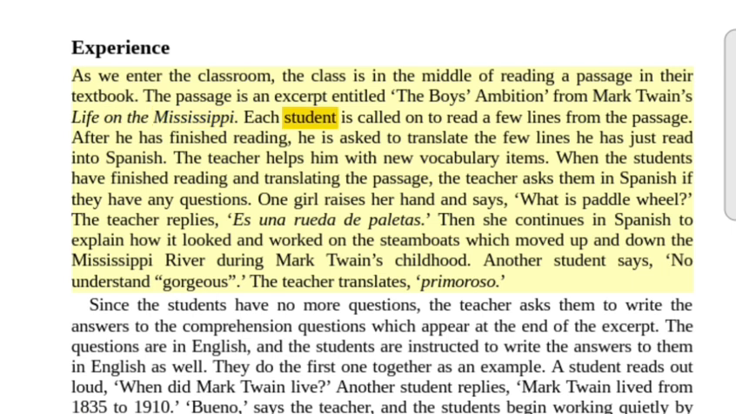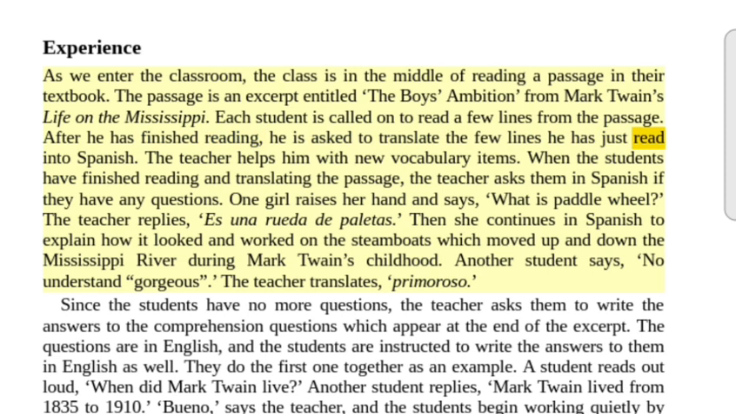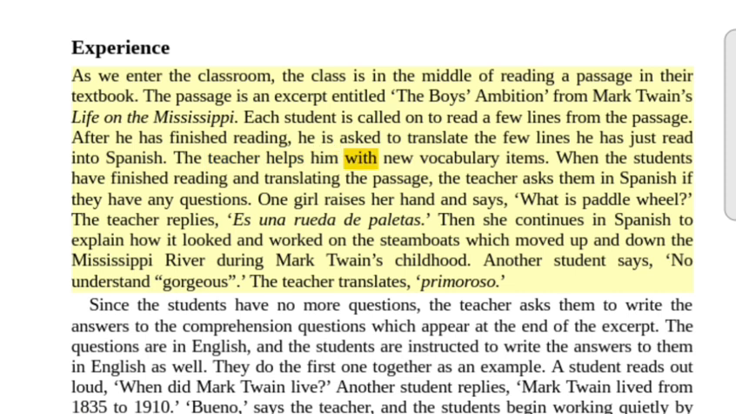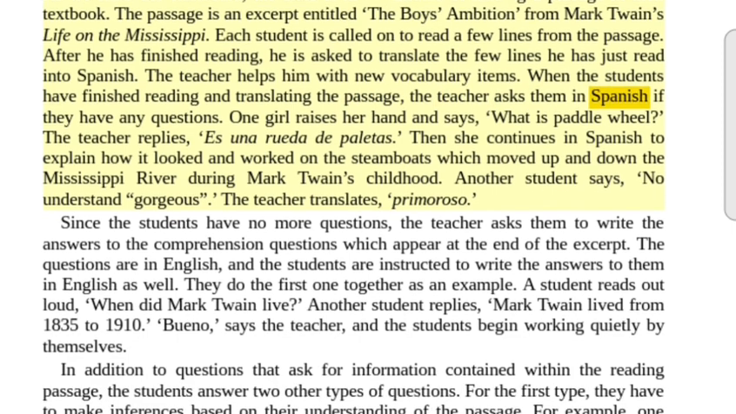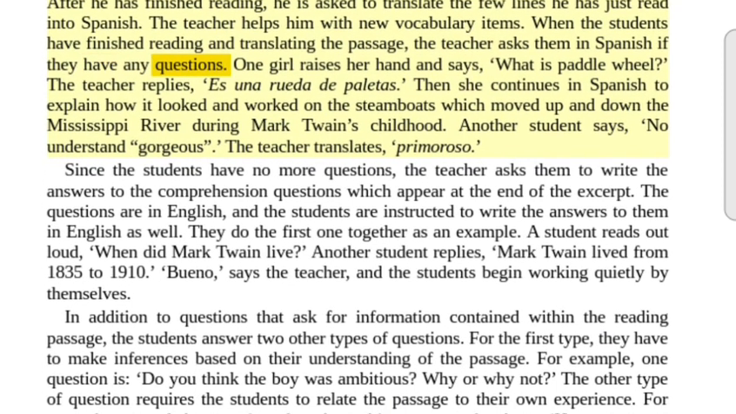Each student is called on to read a few lines from the passage. After he has finished reading, he is asked to translate the few lines he has just read into Spanish. The teacher helps him with new vocabulary items. When the students have finished reading and translating the passage, the teacher asks them in Spanish if they have any questions. One girl raises her hand and says, "What is paddle wheel?"